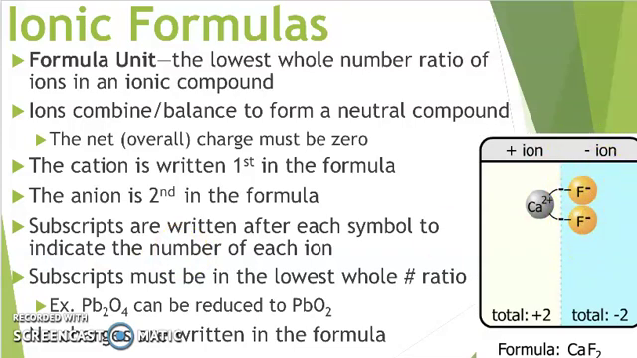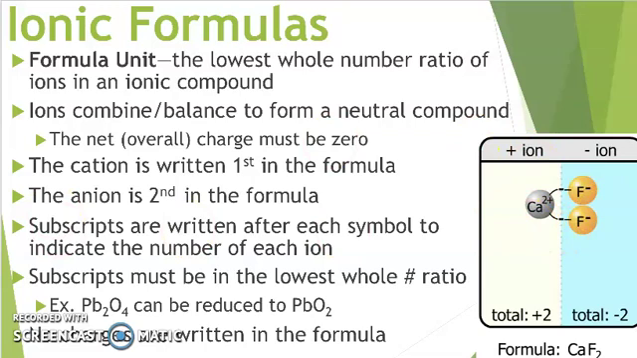Your subscripts are written after the symbol to indicate the number of each ion. So I have calcium, I just have 1, so I don't need to write 1 because it's understood. And then I have 2 fluorines, so I have a subscript of 2, CaF2. It's written right behind the fluorine because that means I have 2 fluorines in my compound here.